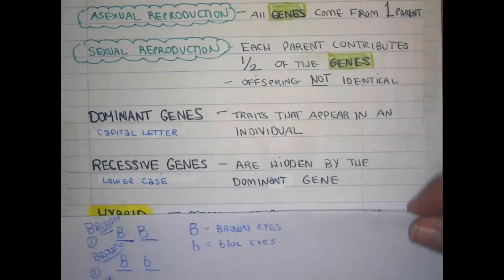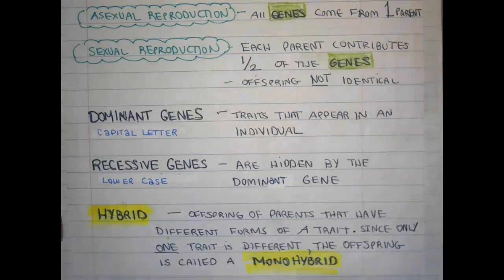The next thing is hybrid. Hybrid is where the offspring of the parents have different forms of a trait. Since only one trait is different, the offspring is called monohybrid. So hybrid, think of hybrid cars. I know you guys have seen those and heard of those. A hybrid car is where you have two very distinct kinds of things going on in the car. So for example, you have a gas engine and you also have an electric motor.